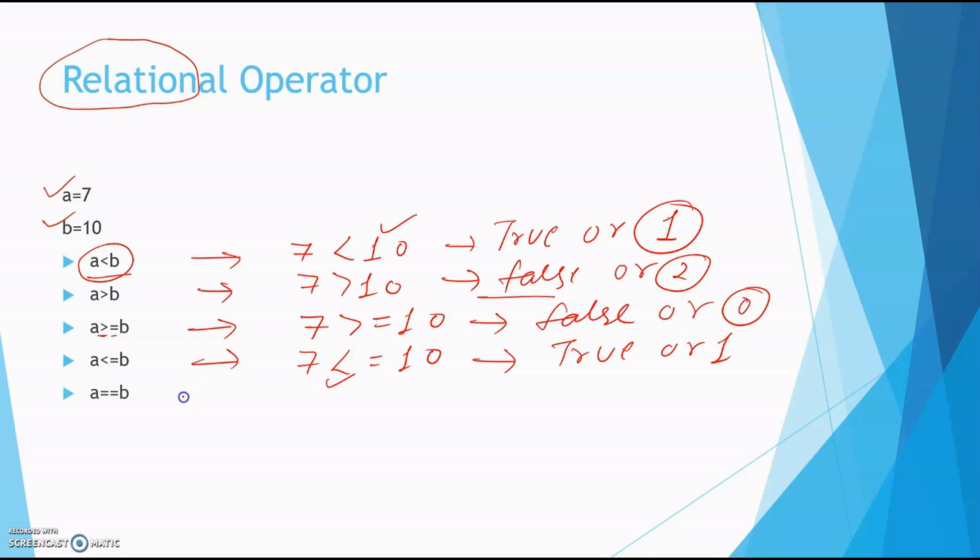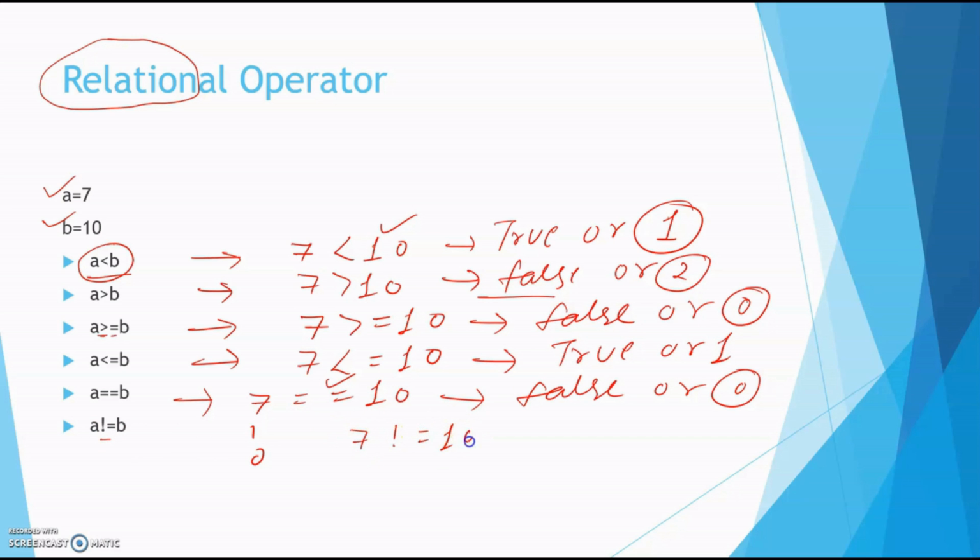If we talk about a equal b, here this is a comparison operator. Is 7 equal to 10? No, the value of a is not equal to 10. It means it will give a false result, that is 0. Next, not equal, that is the symbol of not. So a not equal to 10: yes, 7 is not equal to 10. It will give true, you can say 1.